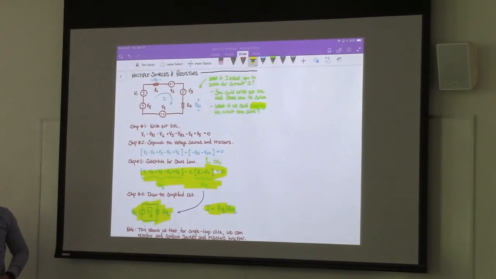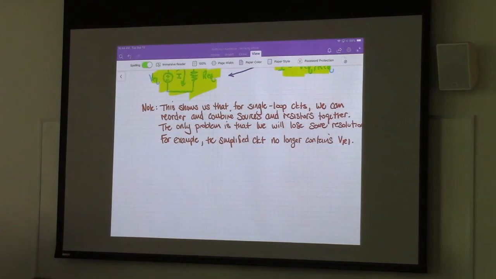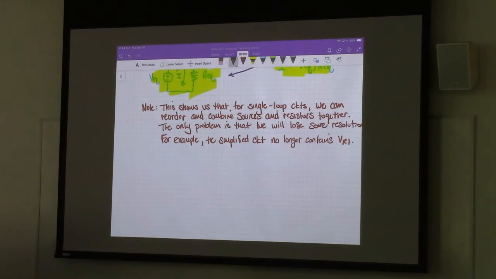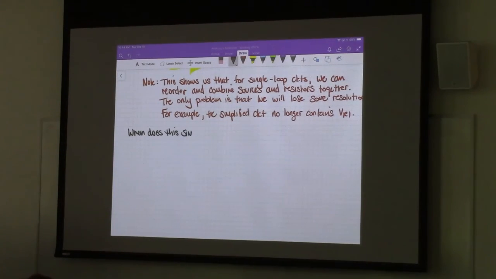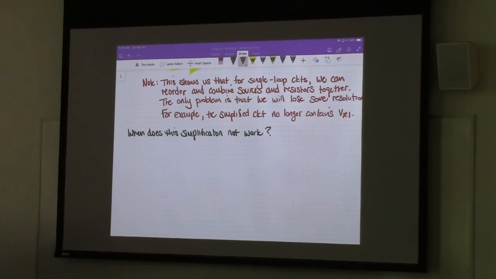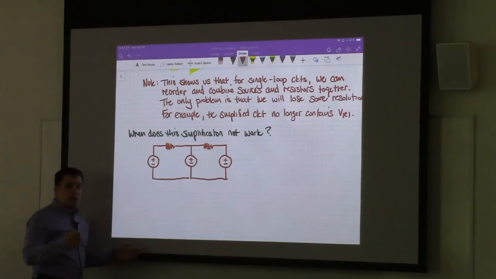So that's how we can use combinations of resistors and sources in order to solve. Now, note that I said that that works for single loop circuits. So let's say you have a circuit that looks like this. Okay, for this one, it's not a single loop anymore. So you can't just sum all these voltages together and sum all the resistors together and solve for the value.